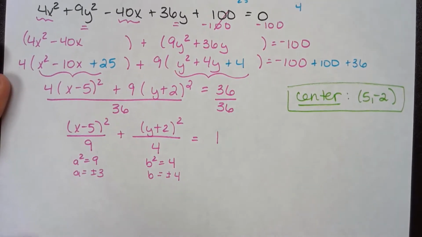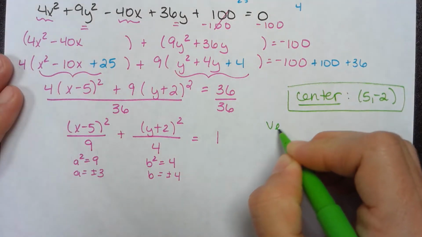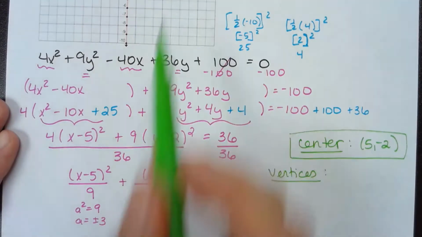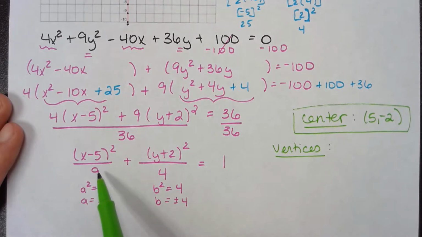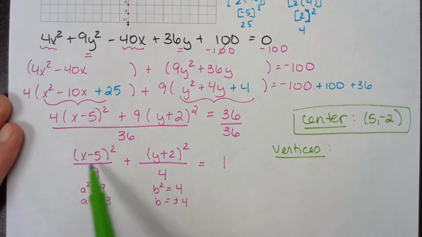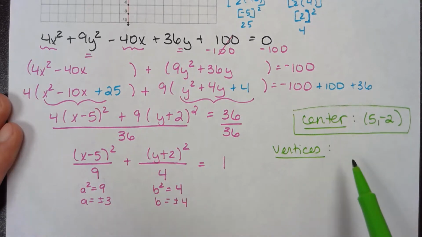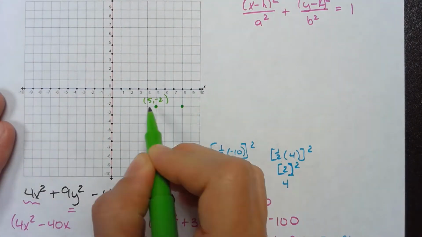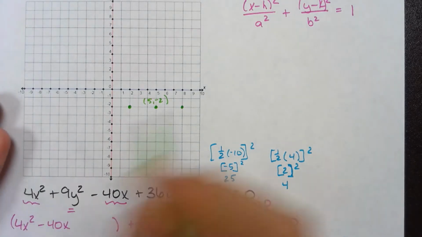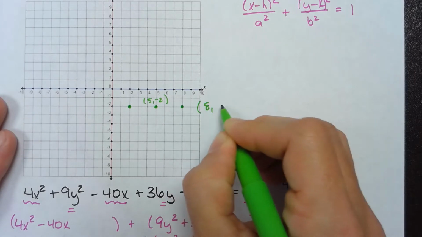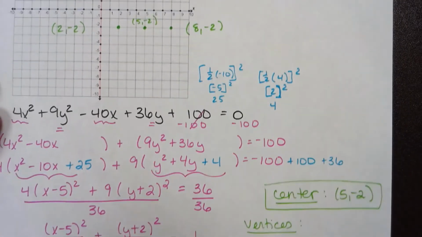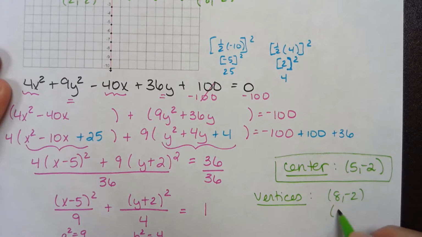And then we can get our vertices from looking at the center, (5, negative 2). A is under the x value, which means we have a horizontal ellipse. The vertices will be 3 units to the left and right of our center. So we're going to go 1, 2, 3, 1, 2, 3. So this is going to be the points (8, negative 2) and (2, negative 2). So now we have our vertices, (8, negative 2) and (2, negative 2).